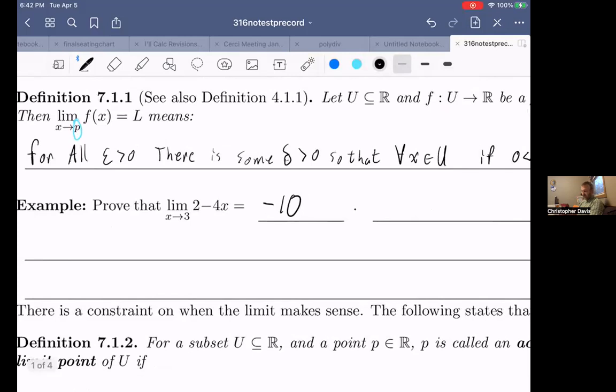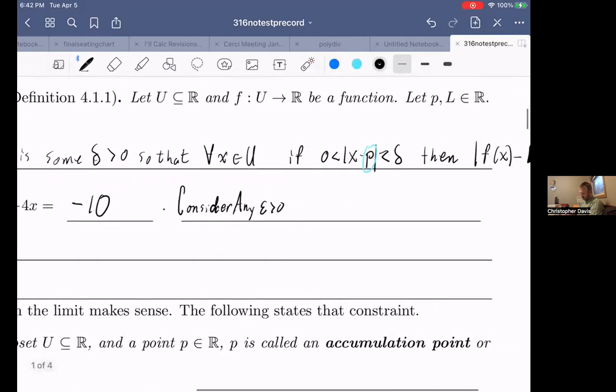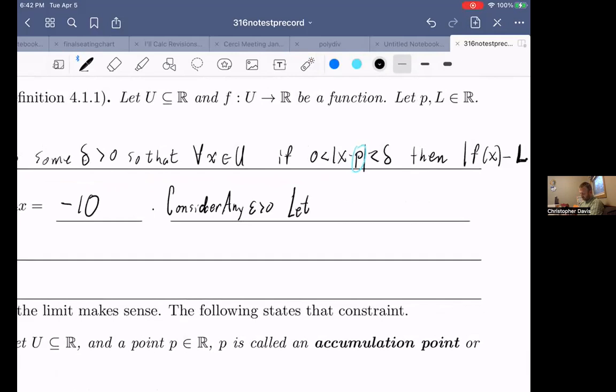So I'll let the statement of the limit guide the proof. I need to prove something is true for every epsilon bigger than 0. So I should start with something like, consider any epsilon bigger than 0. Next, there exists some delta bigger than 0. So I need to come up with a choice of delta. I will let delta be a thing that I get to choose. With that choice of delta in mind, I now get to consider any x in U.